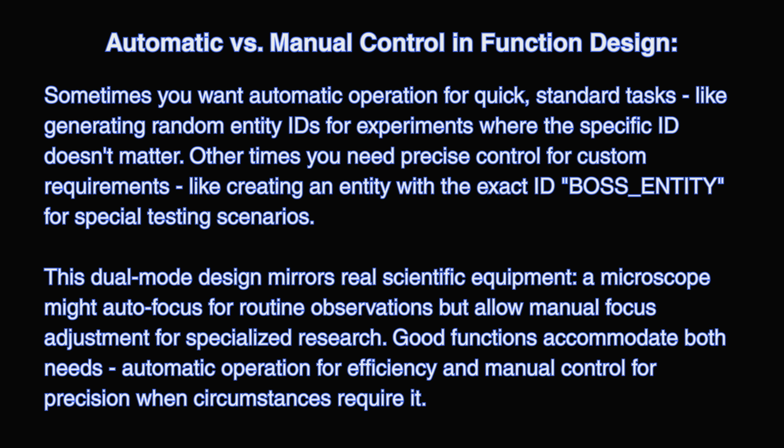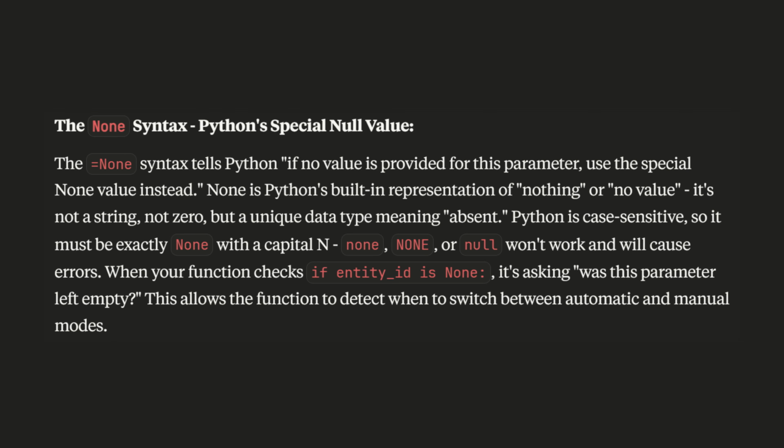So sometimes you want automatic operation. Just press the button and let the equipment handle the details. Other times, you need precise control for specific things. The None syntax tells Python if no value is provided for this parameter, use None instead, giving flexibility and a sensible default. And this pattern appears throughout professional Python code regularly because it makes functions both easy to use for simple cases and powerful enough for more complex requirements.